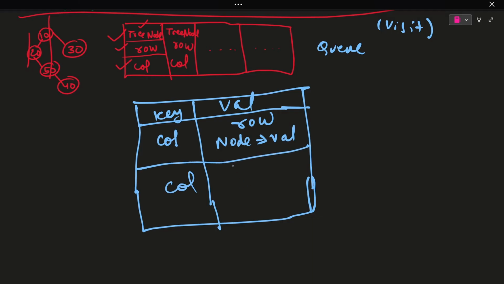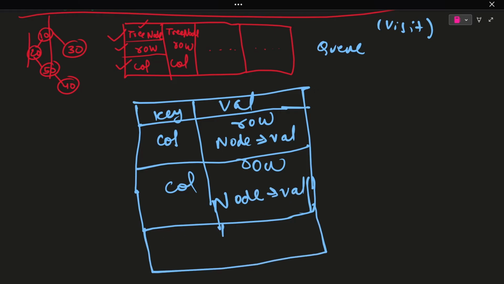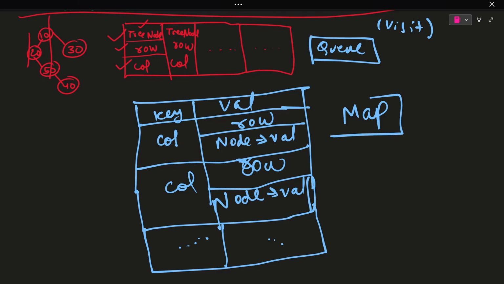So next one is row and node value. This is the way you store all the things. This is the column, and this is the row and the node value. So this is the map. I hope you got that, because we are storing two values here, and in the queue structure we are storing three values. Now I will show you the syntax of how to declare this queue and this map as well, so that you don't have any confusion.